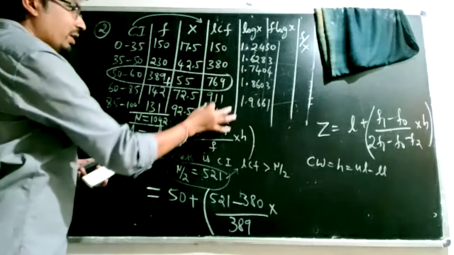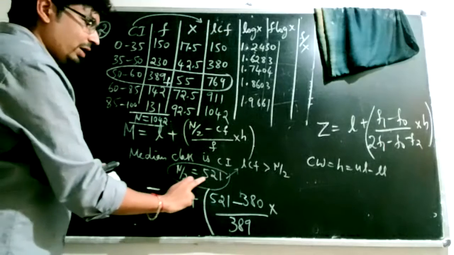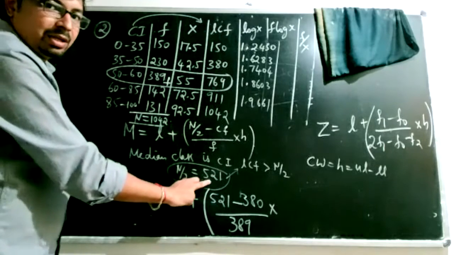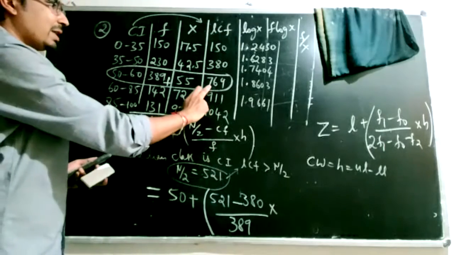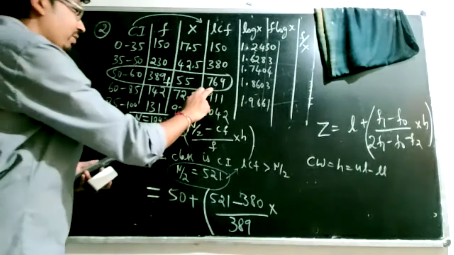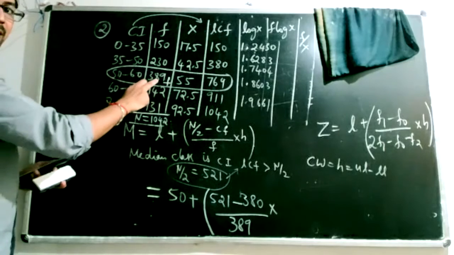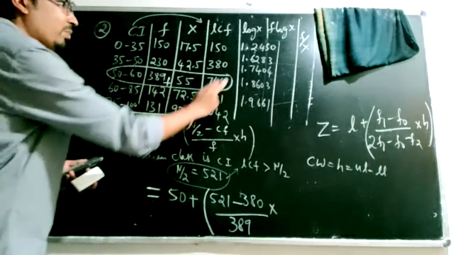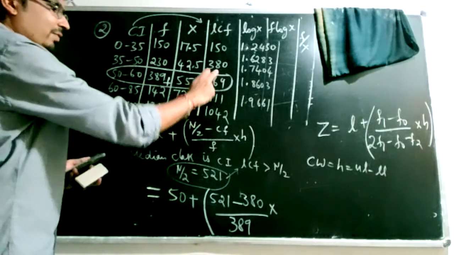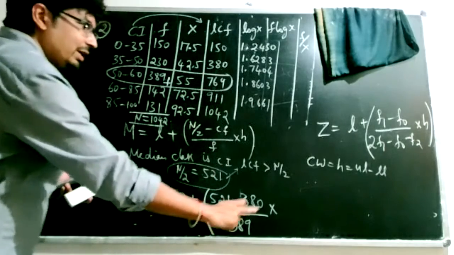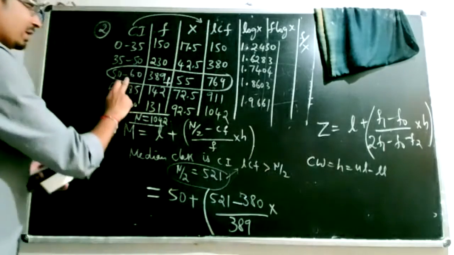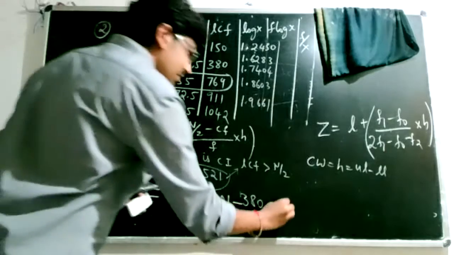So we have computed LCF. We have got our n by 2 as 521. We'll select the interval which has LCF greater than 521, which is 50 to 60. So 50 is the lower limit. Frequency is 389. Previous class interval's LCF, that is our CF, is 380, and H is upper limit minus lower limit, 60 minus 50, which is 10.